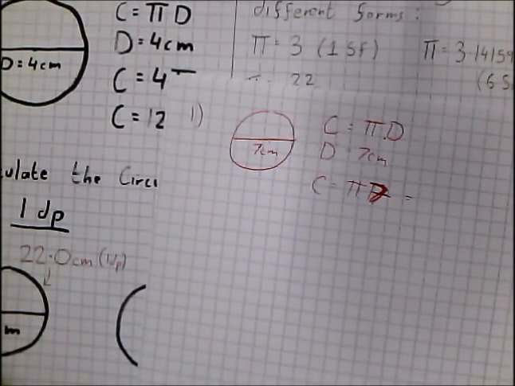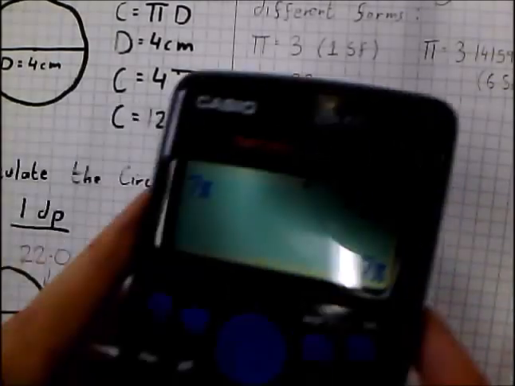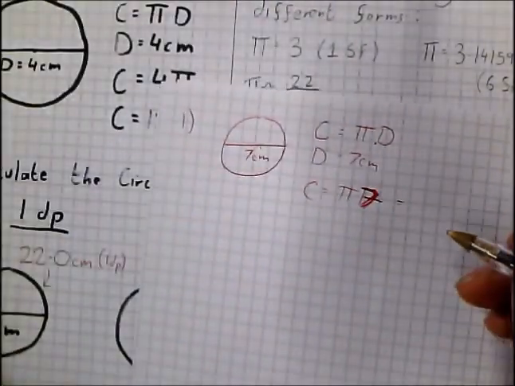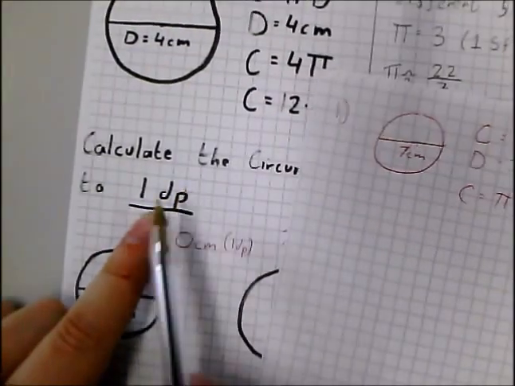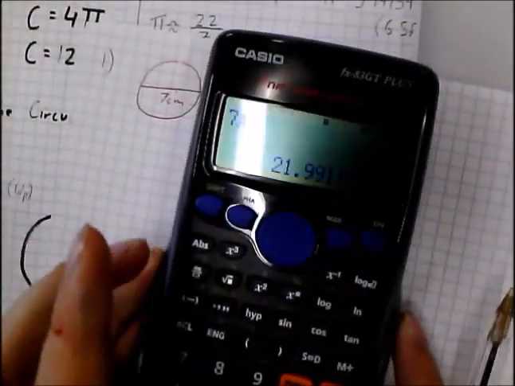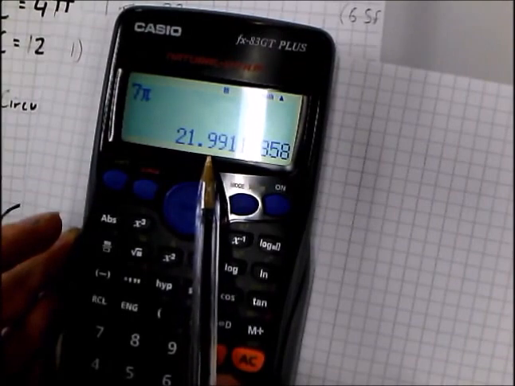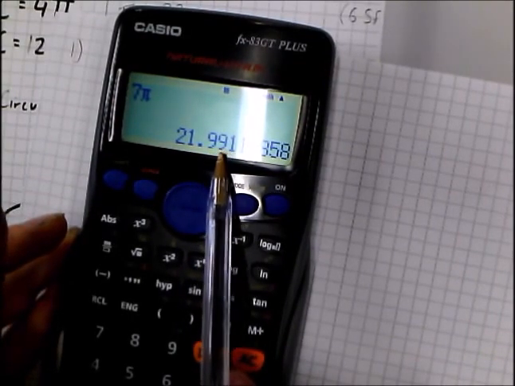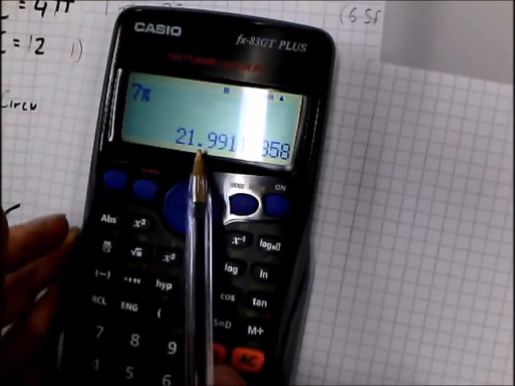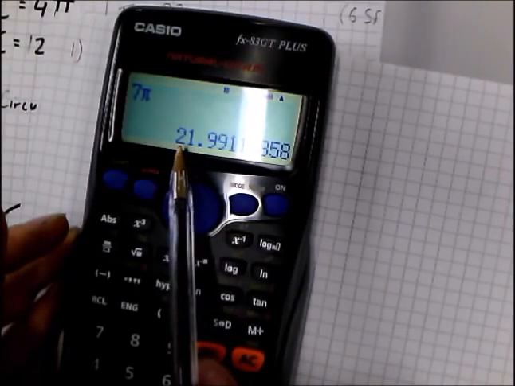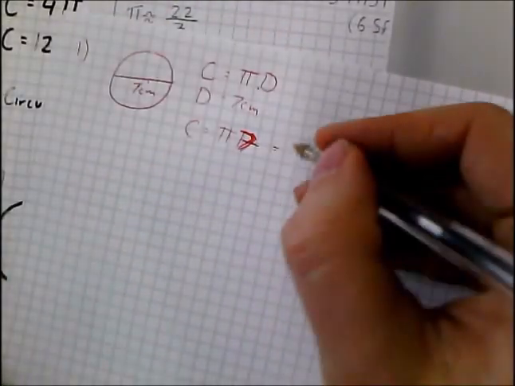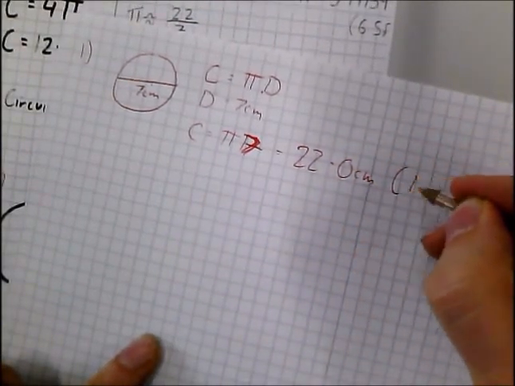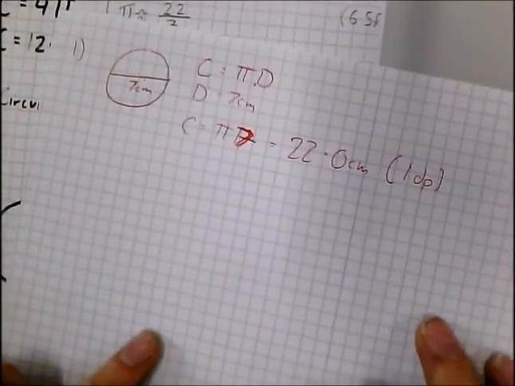So I'm going to do 7 pi on the calculator, and that gives me 21.99. Now I want my answer to 1 decimal place, so I'm going to look back at my calculator. The 0.9 is my first decimal place. It's more than halfway on the next number, so this rounds up to a 0, and the 1 goes to my next column, so 22.0 centimeters, and I must say what I've rounded to, 1 decimal place.